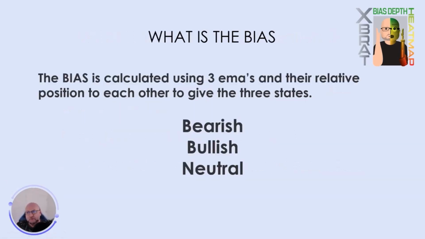So what is the bias? So the bias is calculated using 3 EMAs and their relative position to each other to give the 3 states, bearish, bullish, or neutral. And it looks on every individual time frame to see what that is.